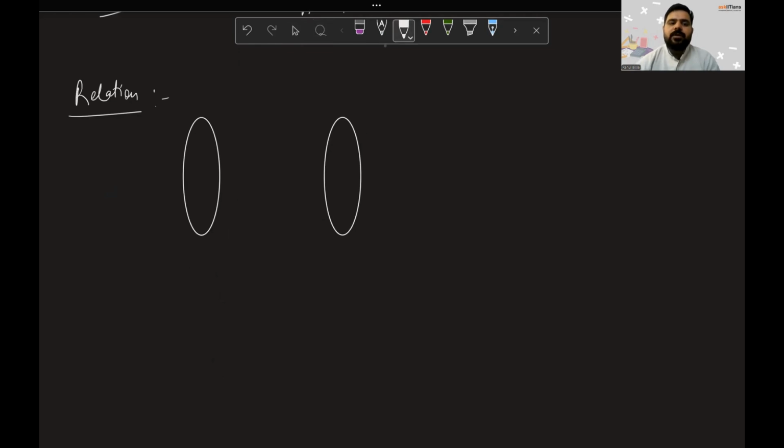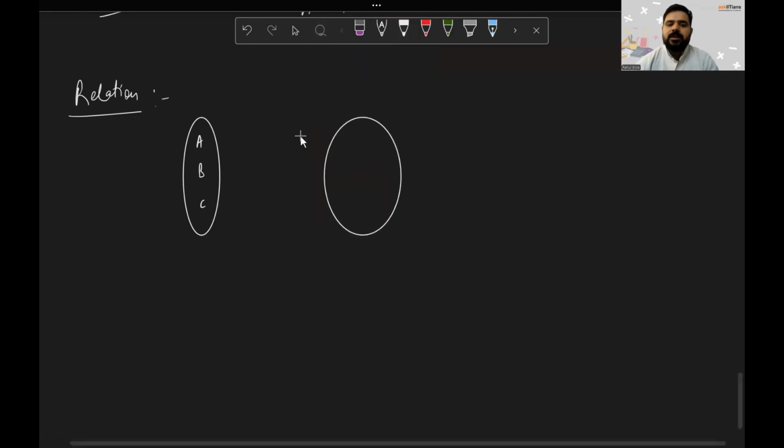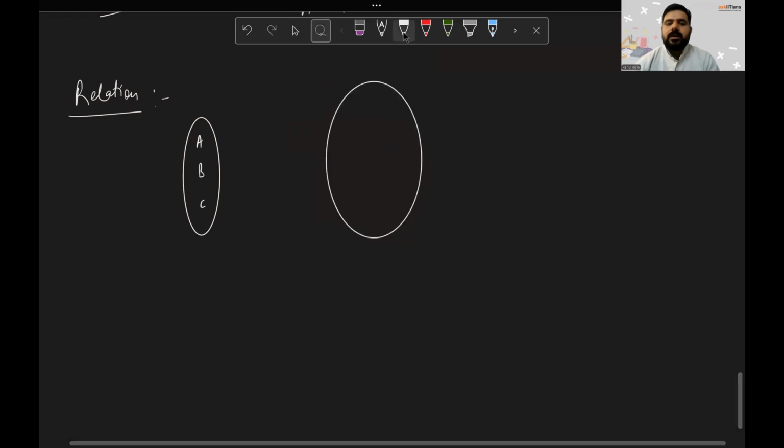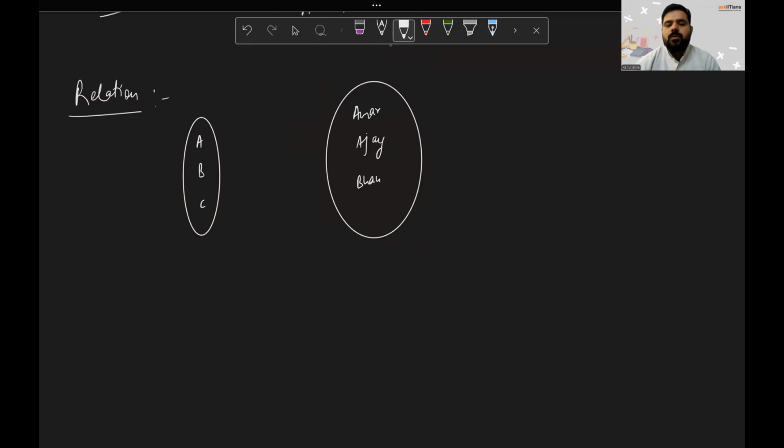Right, let's say I'm having initials of names here. Let's say I'm having A, B, and C here. And let's say I expand it a little bit so that I'll be able to write bigger things in this. Let's say I'm writing Amar, Ajay, Bhanu, Chiki, and Divya. Let's say these are some of the names given to us in the second set. Let's say I'm calling this set X. I'm calling this set Y.